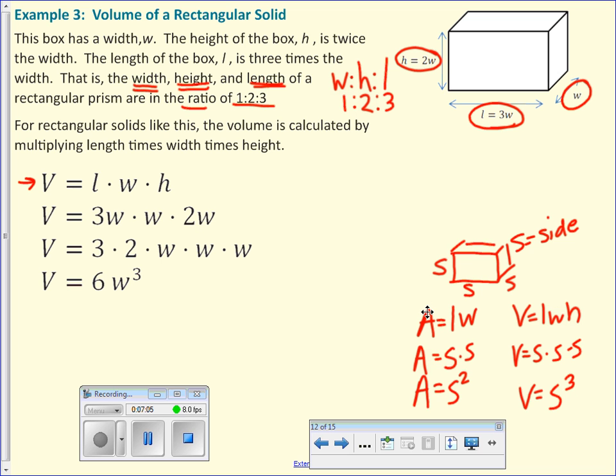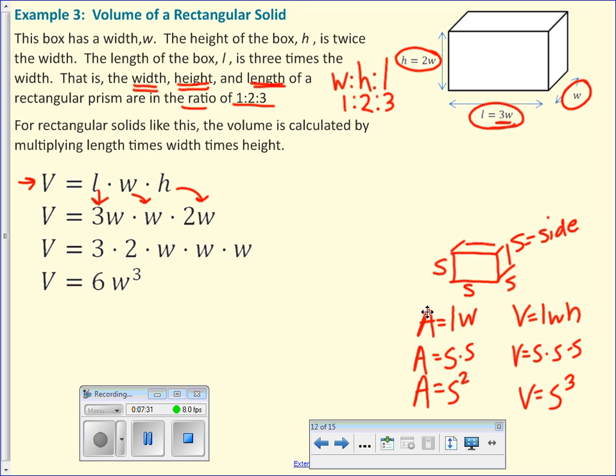Now, what is my length? My length is 3W. My width is W. My height is 2W. So I replace the letters in my formula with the measurements of the sides. Do I know what the width is? No. So for now, I'm just using my variable W.